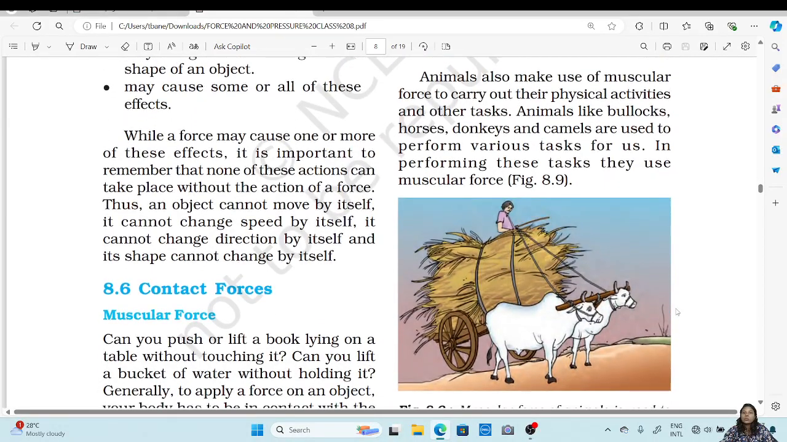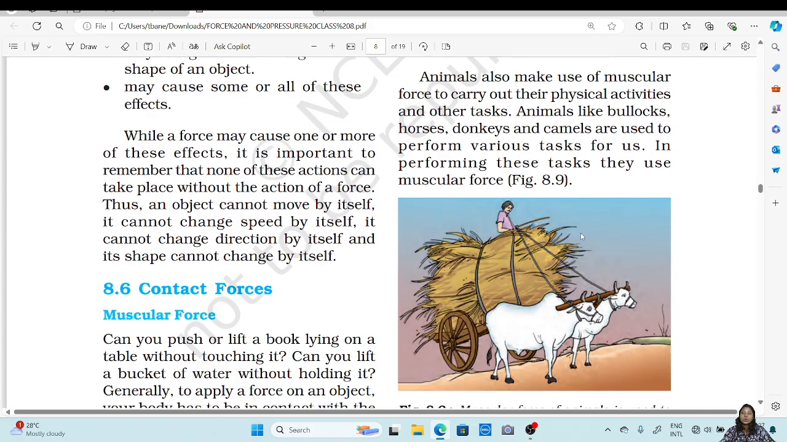Animals also make use of muscular force to carry out their physical activities and other tasks. We see bullocks, donkeys, goats, horses, camels. All of them are used as carriers. Camels carry humans, even bullocks carry humans, and donkeys carry so much of our luggage at times. So we have seen that in that case also, animals are using their muscles.